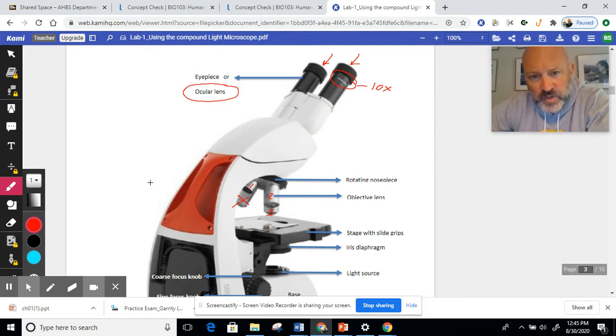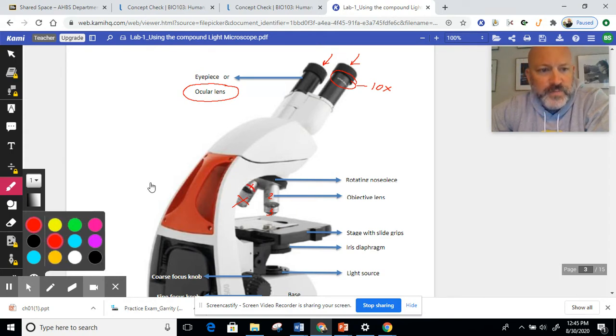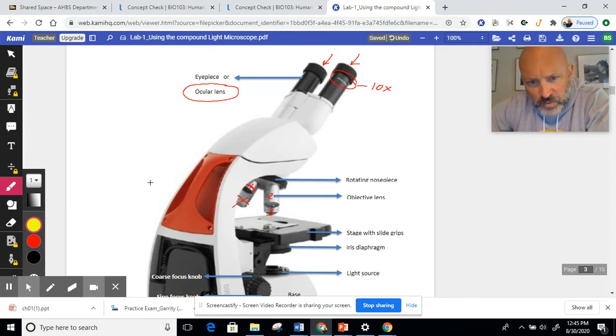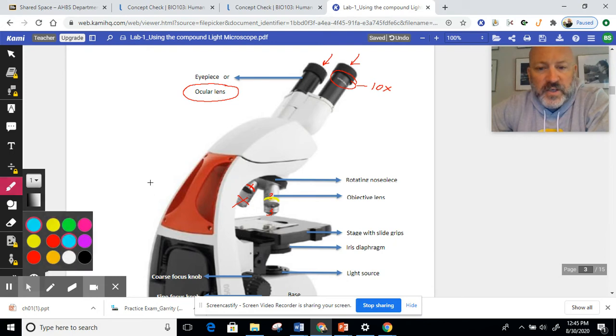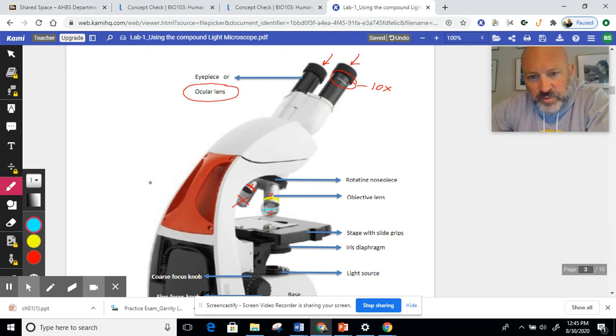This smallest one has a red stripe on it. It's called the scanner lens. The middle one has a yellow stripe on it. That's called the low power lens. And then the other one, the bigger one down here, has a blue stripe on it, and that's called the high power lens. But collectively, we refer to these as the objective lenses.